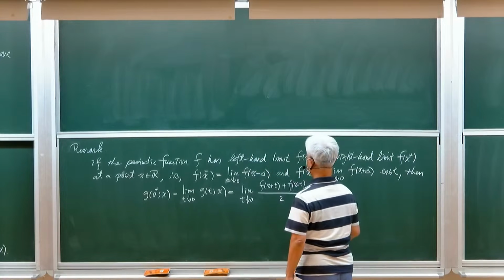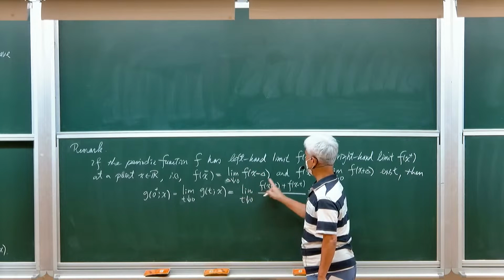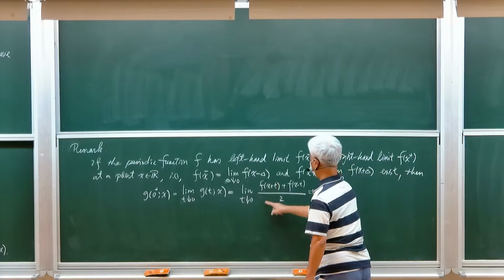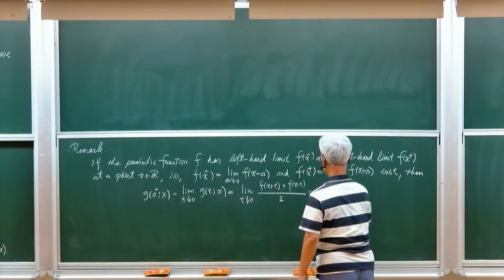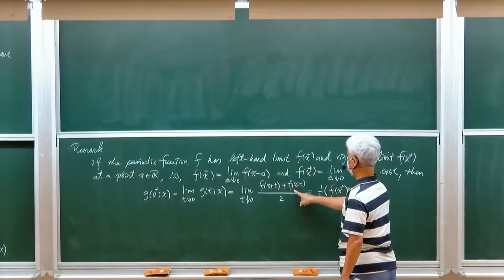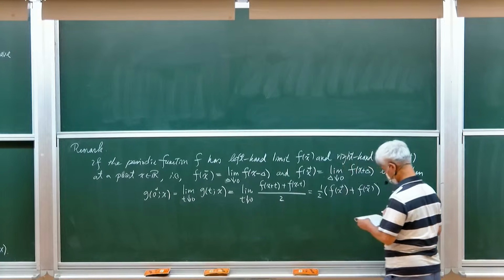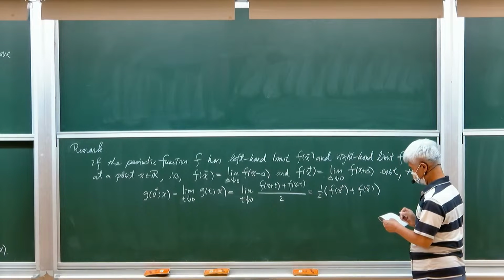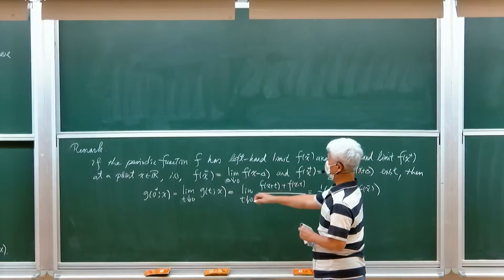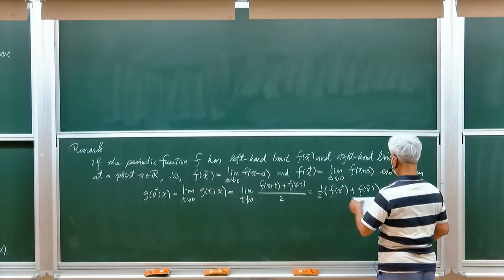Okay. All right. So you can think about that. The t is just a delta here. So that is 1/2, and this is the right hand limit, and here this is the left hand limit. Okay. So under this condition, we know the g function has right hand limit at 0.